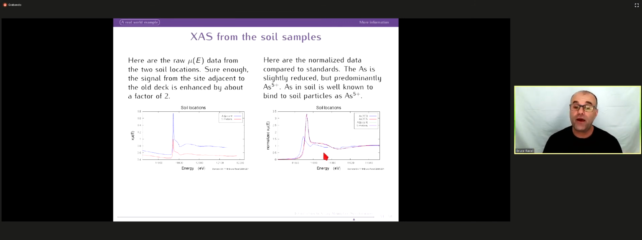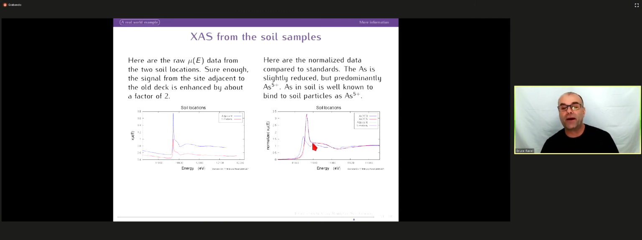And we see that both of these spectra from the soils are predominantly arsenic 5+. But if you squint at this, you see that the two soil samples start turning up a little bit earlier than the arsenic 5+ inorganic standard. I can do that kind of linear combination analysis on these spectra, and I find out that the soil is about 95% arsenic 5+ and about 5% arsenic 3+.